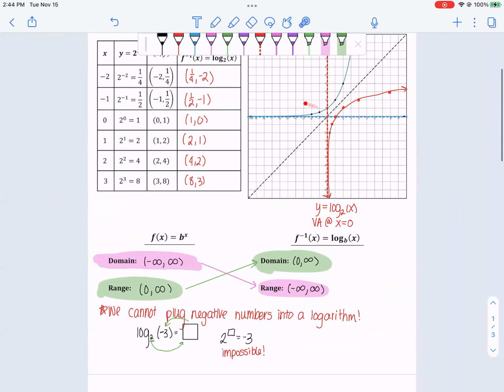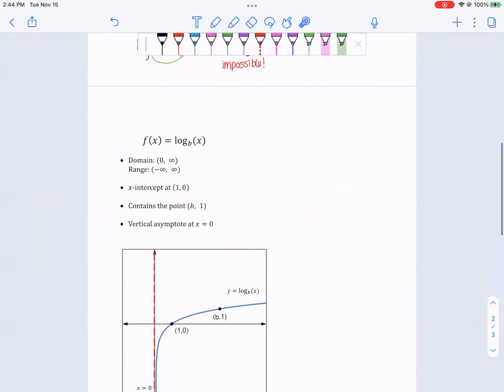And that's why you see over here, the logarithm only covers half of our coordinate space, right? It only covers from x = 0 and onward, whereas the exponential covered all of the domain. So this is an important fact about logarithms. It's just some important properties of logarithmic functions.